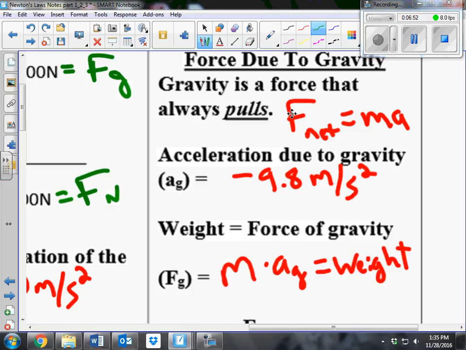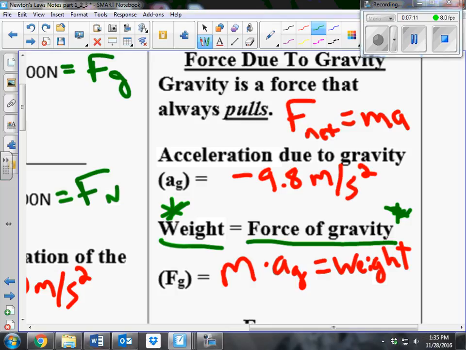And as I stated, please star this, underline it, circle it, write it in a different color, circle again, italicize it if you can, write it in a different color. Weight equals your force due to gravity, which means when you're figuring out your weight, you multiply your mass times your acceleration due to gravity.